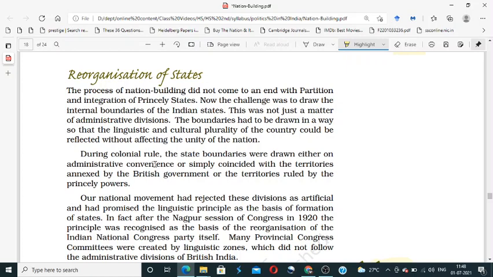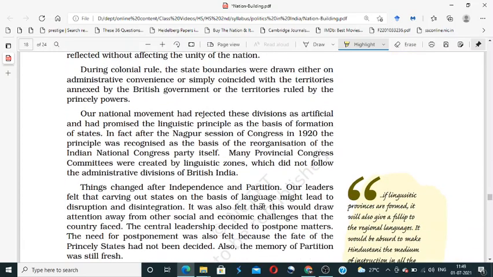During the colonial rule, as I was telling you, it was just administrative convenience. But our national movement had rejected this division as artificial. The Indian National Congress and other Indian leaders were not happy with the administrative division of the Indian provinces. As we see in the Nagpur session of Congress in 1920, the Congress had decided on linguistic divisions of India. They were not confident about it, but if you see, for example in our own state, the Assam Pradesh Congress Committee, likewise in other states too, the Pradesh Congress Committees were made on the basis of language. So many provincial Congress committees were created by linguistic zones and they did not follow the administrative division of British India.